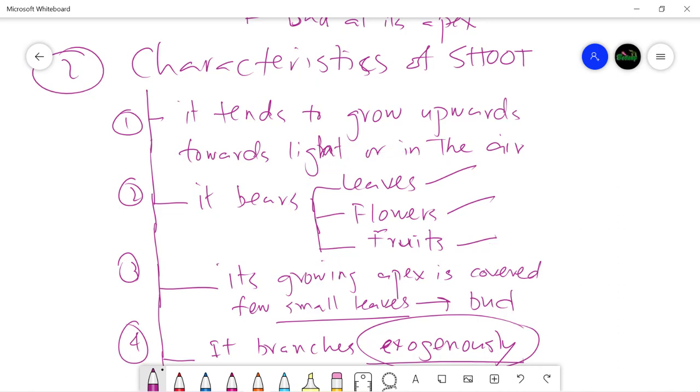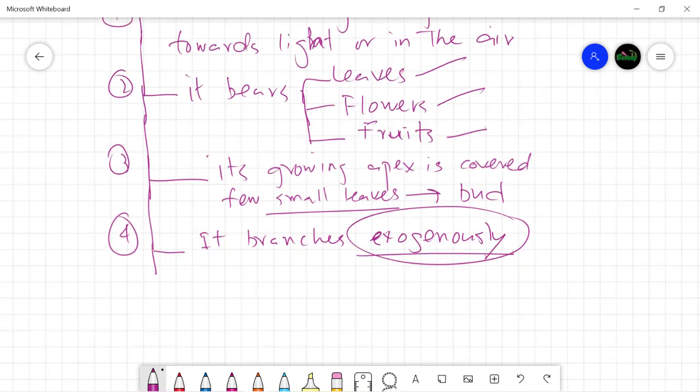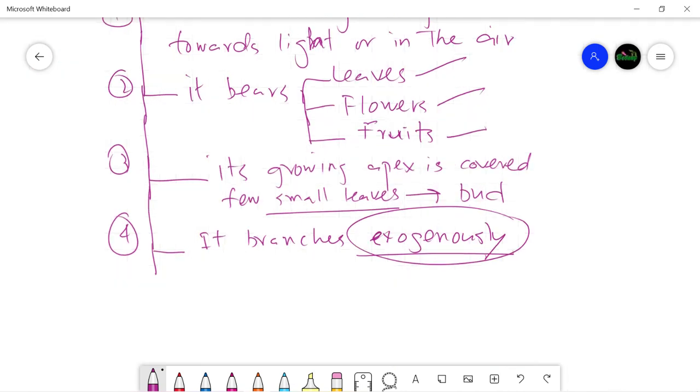It bears these appendages, leaves, and in the reproductive season flowers and fruits, and it has its apex covered by small leaves, which taken together constitute the apical bud or the terminal bud. The branches that are given off from the stem or shoot are exogenous in nature. What is exogenous and endogenous will be discussed in the anatomy portion, so stay tuned.